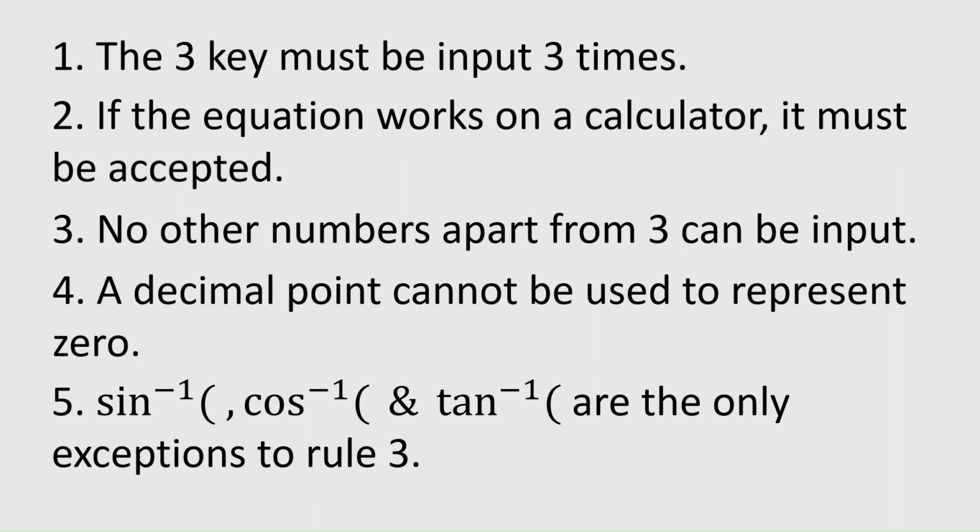Let's move on to rule 5. Sine to the power of -1, cosine to the power of -1, and tangent to the power of -1 are the only exceptions to rule 3. This is because I need them. They are very important. And also because they can be written as arcsine, arccosine, and arctangent, so it's not really cheating.